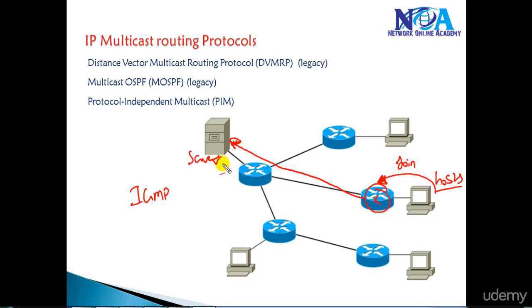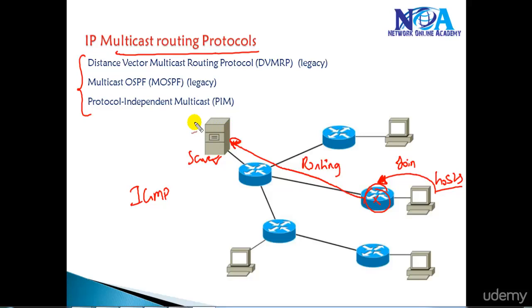And now the question is how the router is going to reach the server from where it is expected to receive the multicast traffic. The router has to figure out how to reach the server, which means we need some kind of routing to be done here, and that is where multicast routing comes into the picture. Multicast routing can be done by different protocols, like distance vector multicast routing protocol and multicast OSPF protocol.